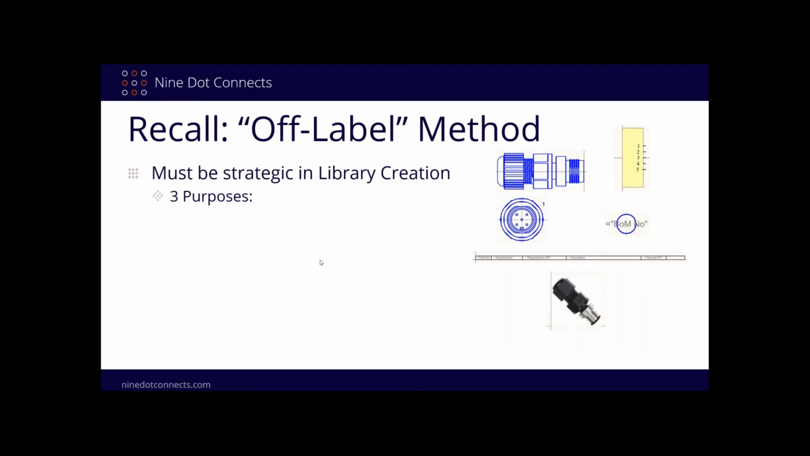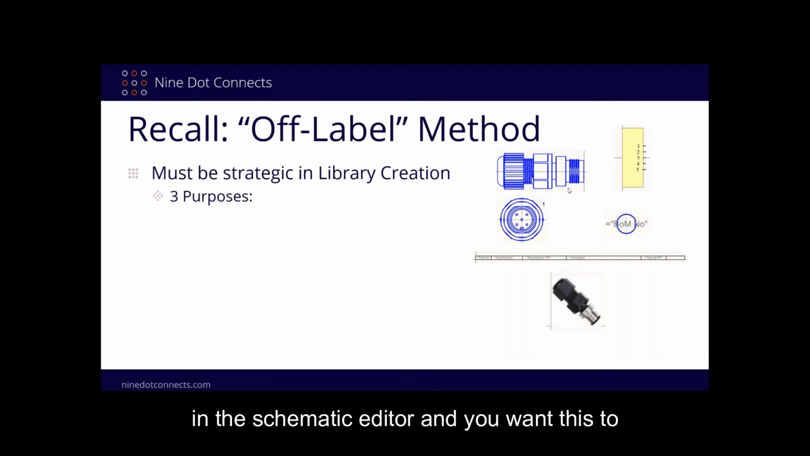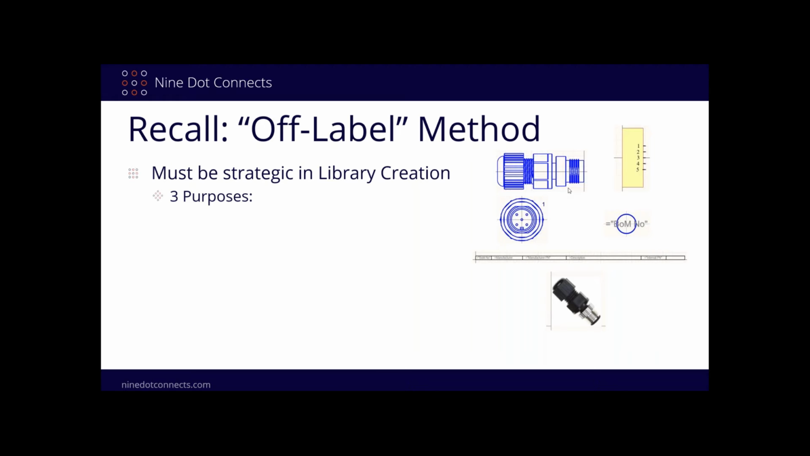So that connector that I talked about, the Tyco connector, this is what a typical part would look like in the library. Now, for us in the off-label method, anything that needs to show up in the bill of materials needs to be defined as a symbol. And you're going to see that there are some slight differences between this method and the harness method in a few minutes. But since we're using the classic method, the classic method of Altium is that if you want this thing to be in the schematic editor and you want this to show up in a bill of materials, then you better define it as a component. And that's what we did here.